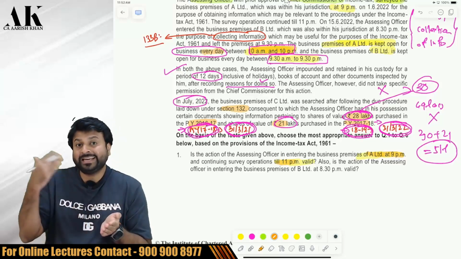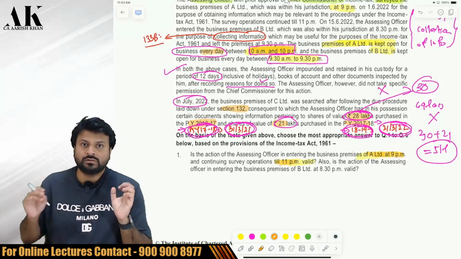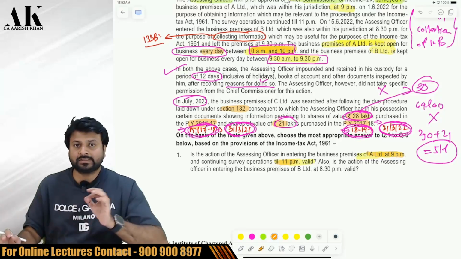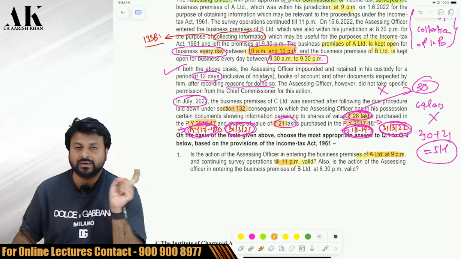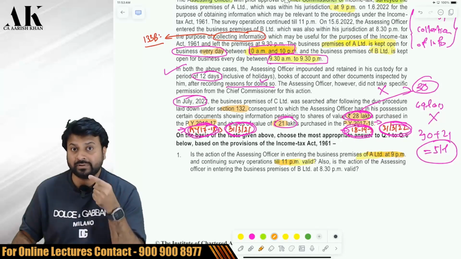When can he exit? That is his choice. Whenever he wants to exit, he can exit at his will. You cannot say to him that you should exit at 10 p.m. The time limit is not for exiting. The time limit is for entering.